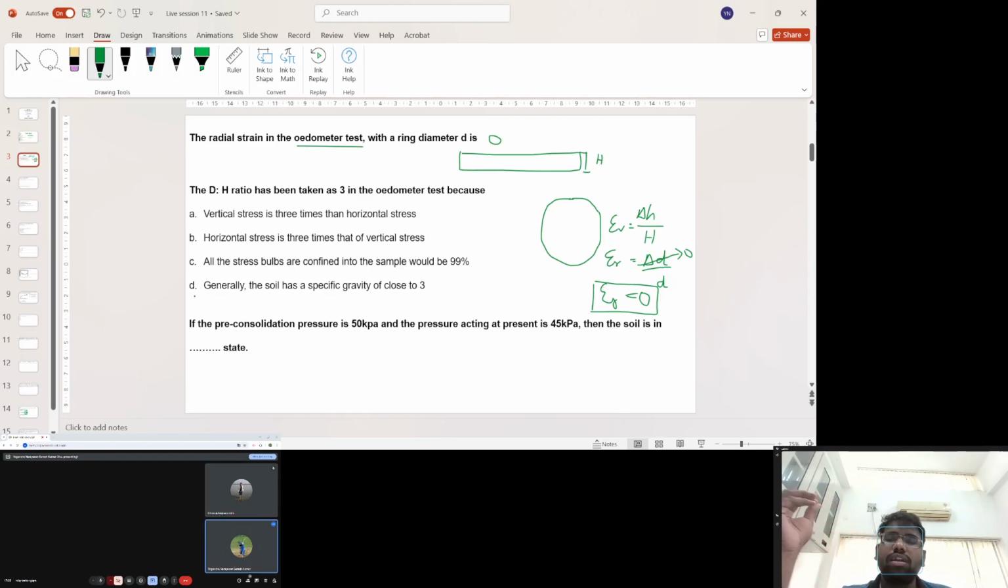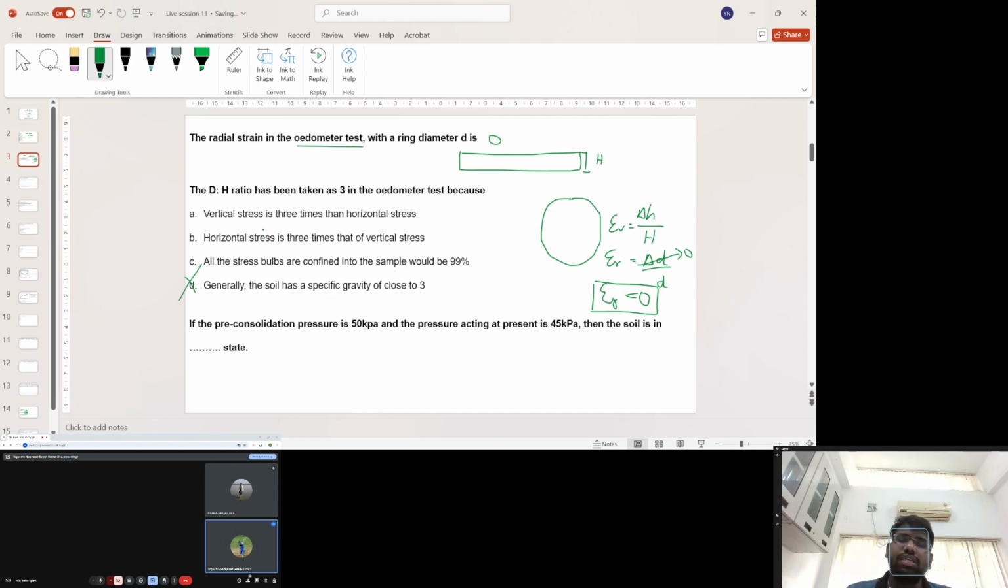Right, straight away you can remove option 4. Soil specific gravity is a material property which depends on the type of soil grains. It does not depend on the arrangement of the samples, or whatever tests you are going to do. It does not change unless the mineralogy itself changes. So you can remove this option.